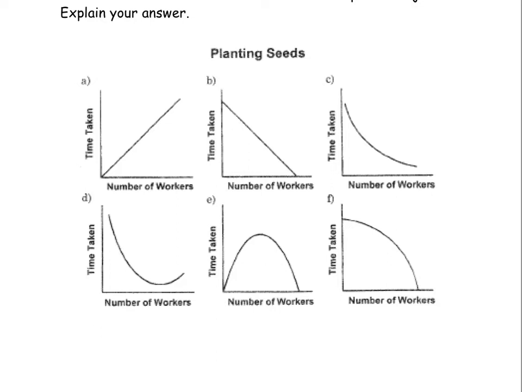Here, if there's a small amount of workers, the more workers you have, the less time it takes. So this could be a good representation of it. Now D: time taken goes down, but notice that after a while, as the amount of workers grows, the time goes up again. Probably not a representation because, again, the more workers we have, the less time it should take. This one is an increasing function, so the more workers, the more time.